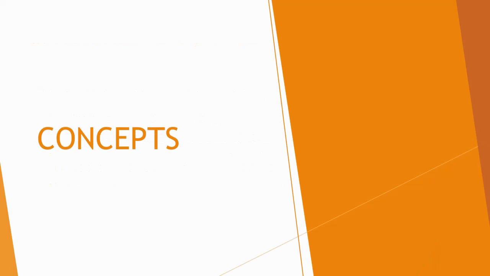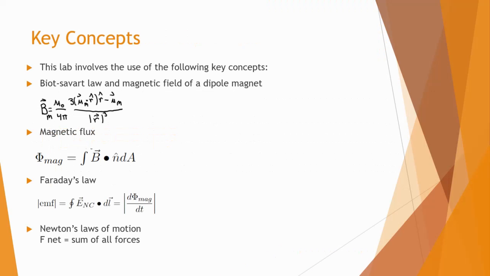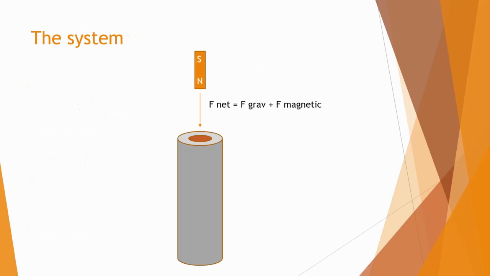This lab involves the use of the following key concepts: Biot-Savart law and magnetic field of a dipole magnet, magnetic flux, Faraday's law, and Newton's law of motion. This slide pictorially describes the system.